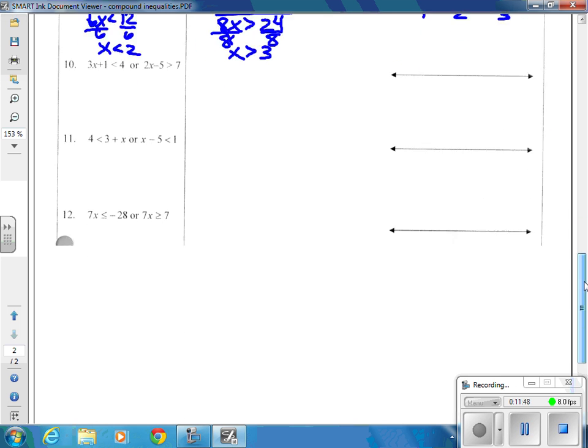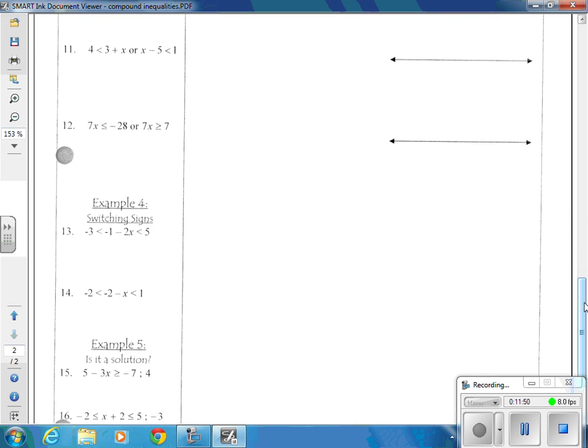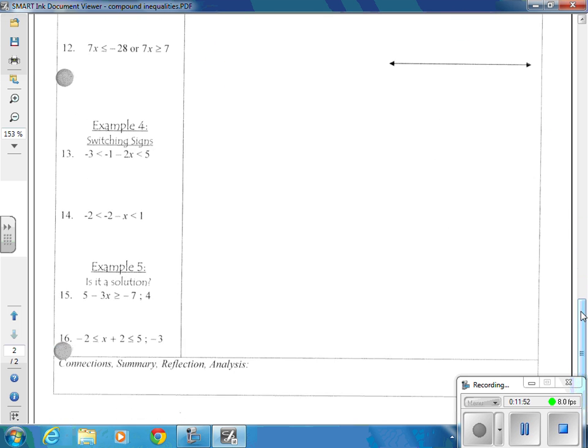Okay, if you jump down to the next section, it's going to deal with when you have to switch signs and why you'll have to switch signs. Both of these are AND problems, but that doesn't really matter. What really matters is why the sign switching is necessary. So I'm going to take number 13, and we're only solving them. There is no graphing to this.